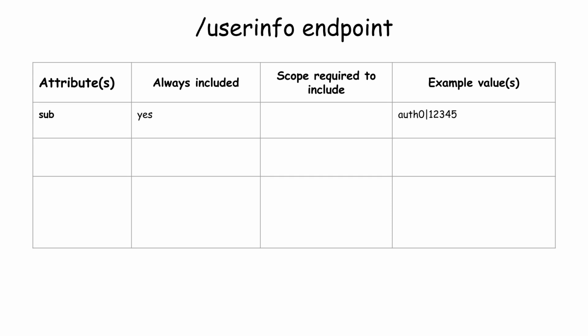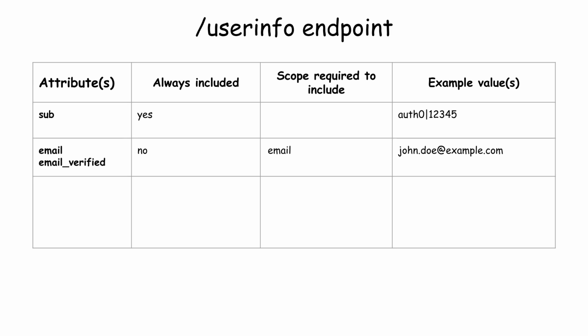First, the sub or subject claim. This is always included. It's the unique identifier for the user within the authorization server, ensuring you know exactly who this information belongs to. Next, for attributes like email and email_verified, your application needs to have specifically requested the email scope during the authorization process. If the user granted that permission, you'll receive their email address and whether it's been verified by the identity provider.